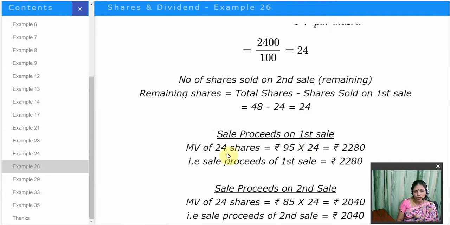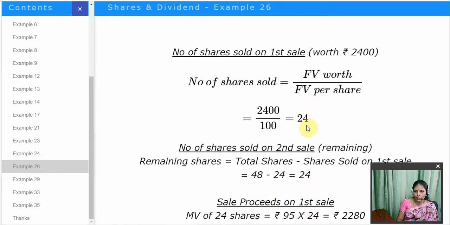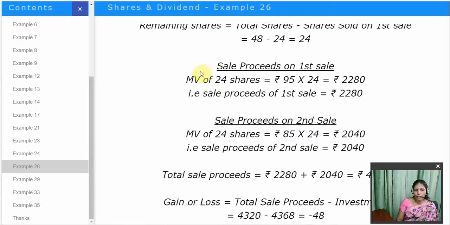So market value of 24 shares. How many shares is he selling the first time? He is selling 24 shares. First time, first sale, he is selling 24 shares. So the market value of 24 shares is equal to 95 into 24. 95 is the market value into 24 shares. So the market value goes up to 95, isn't it? So 95 into 24 is equal to 2280. So the sale proceed is equal to 2280.